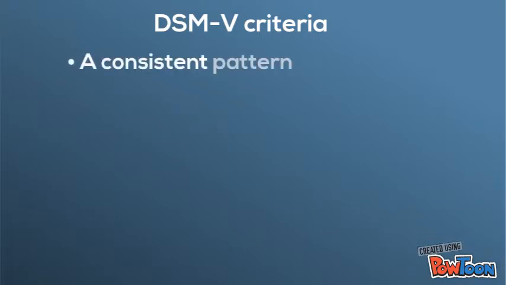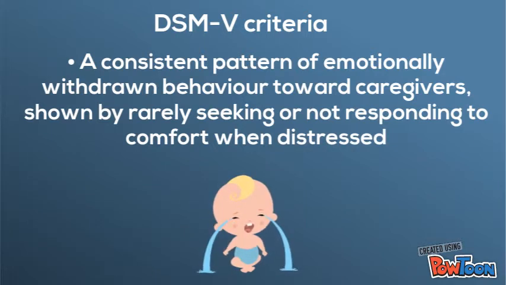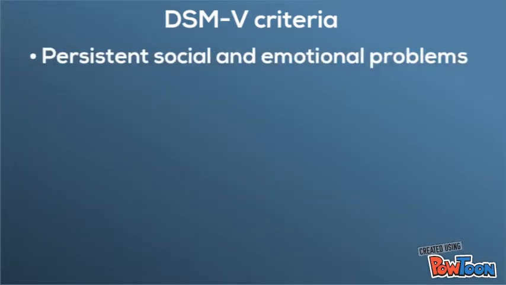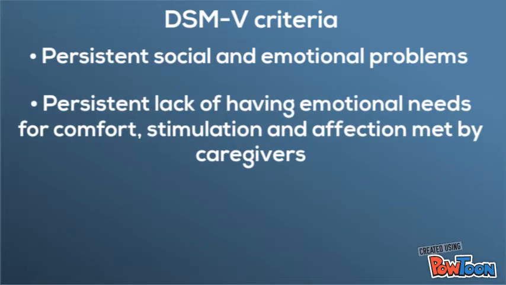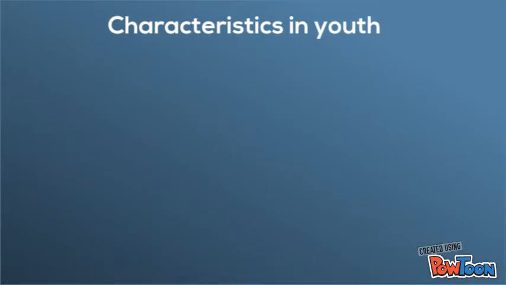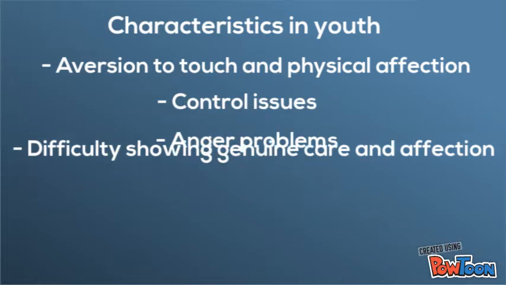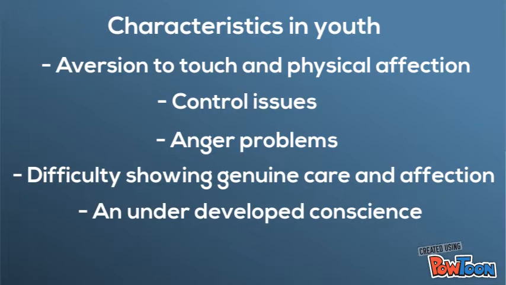The DSM-5 criteria include a consistent pattern of emotionally withdrawn behavior toward caregivers, shown by rarely seeking or not responding to comfort when distressed. Persistent social and emotional problems. Persistent lack of having emotional needs for comfort, stimulation, and affection met by caregivers. No diagnosis of autism spectrum disorder. Some of the characteristics in youth include an aversion to touch and physical affection, control issues, anger problems, difficulty showing genuine care and affection, and an underdeveloped conscience.